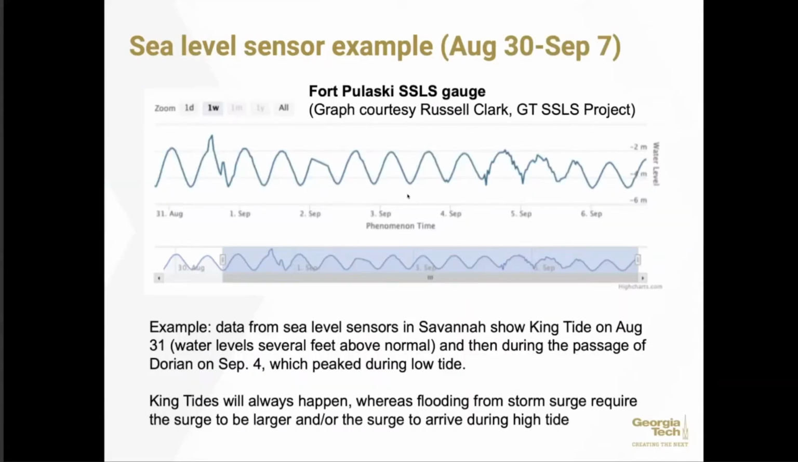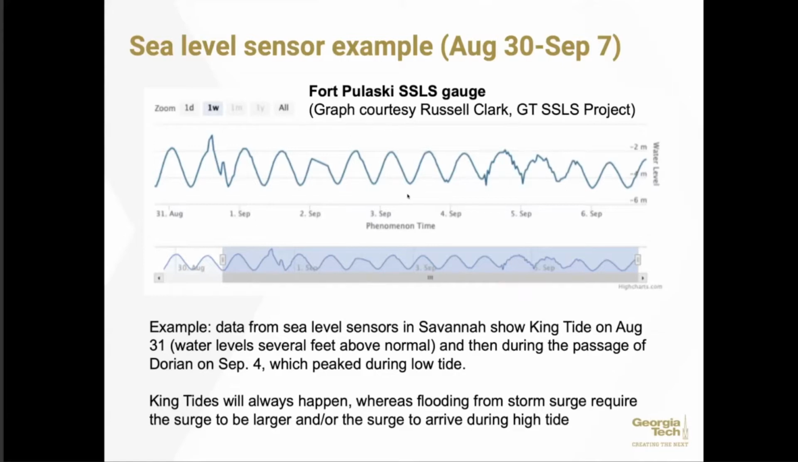So here's just an example again. We're looking at the Fort Pulaski Smart Sea Level Sensor station. This is a station that was installed right next to the legacy NOAA tidal gauge at Fort Pulaski in coastal Georgia. The original Fort Pulaski tidal gauge is the only long-running tidal gauge in coastal Georgia, but this smart sea level sensor was installed right next to it to provide a benchmark against which to compare the old gauge.